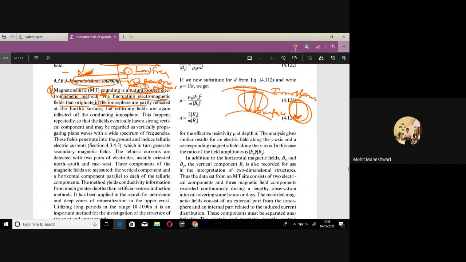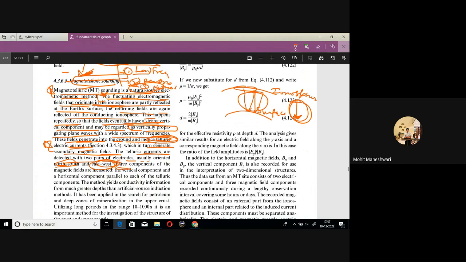The fluctuating electromagnetic fields that originate in the ionosphere are partially reflected at the Earth's surface. The returning fields are again reflected off the conducting ionosphere. This happens repeatedly so that the field eventually has a strong vertical component and may be regarded as a vertically propagating plane wave with a wide spectrum of frequencies. These fields penetrate into the ground and induce telluric current. Very, very important concept, which in turn generates the secondary magnetic field. The telluric currents are detected with two pairs of electrodes, usually oriented in the north-south direction and the east-west direction.